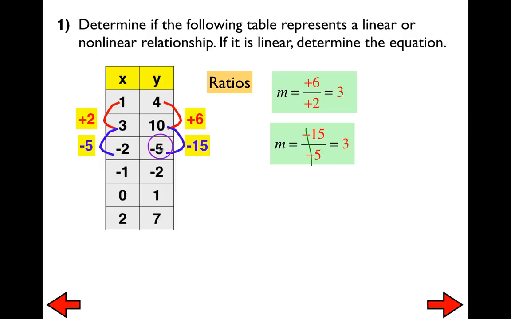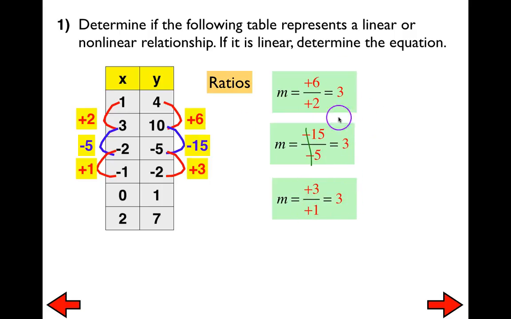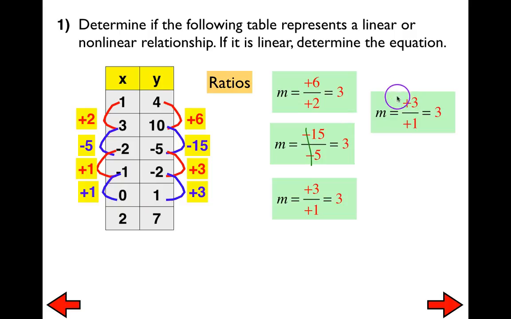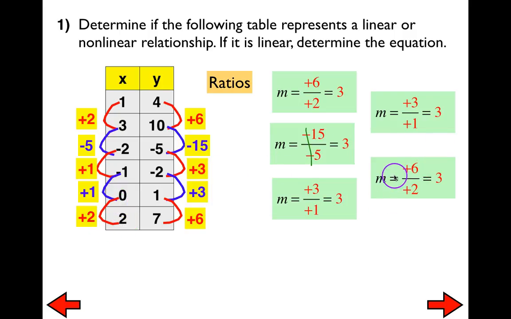So going back, how did negative 5 become 2? It technically got larger. So here you are adding 3, negative 2 to negative 1, you are adding 1. Check your ratio. Positive 3 over 1 is 3, so things look good so far. Keep checking. Negative 2 to 1, you're adding 3. Negative 1 to 0, you're adding 1. Stop. Check your ratio. It does equal 3. 1 to 7, you're adding 6. 0 to 2, you're adding 6. So again, stop. Check your ratio. So here, we can say there's a constant rate of change.